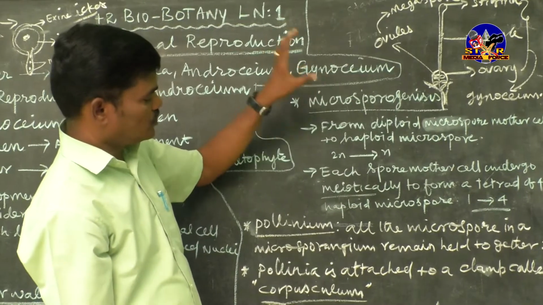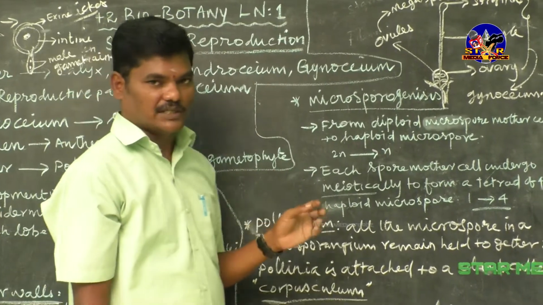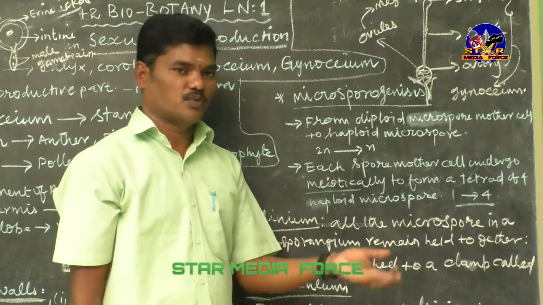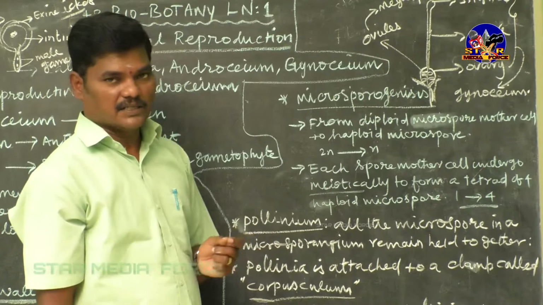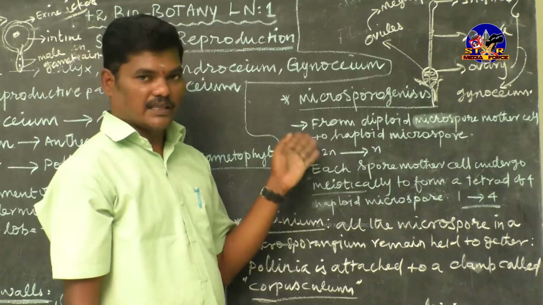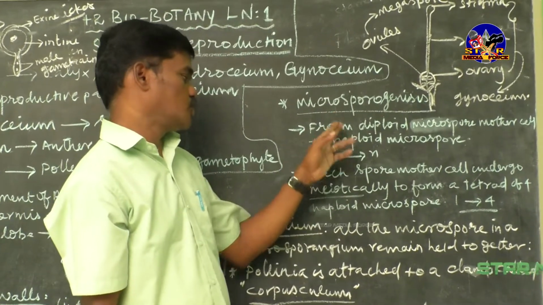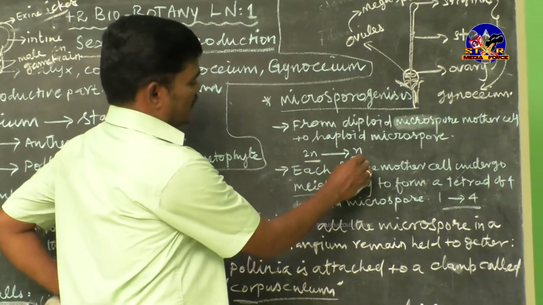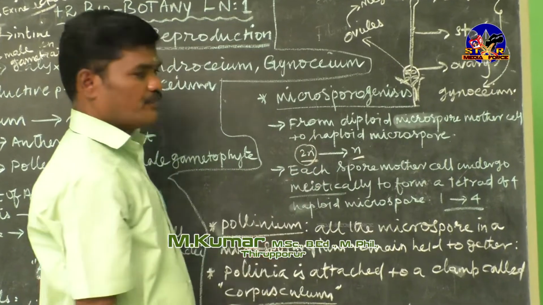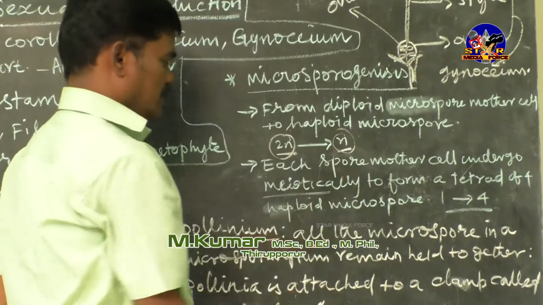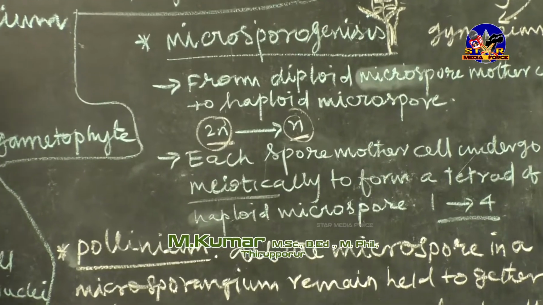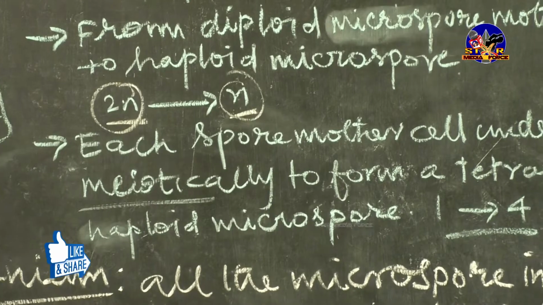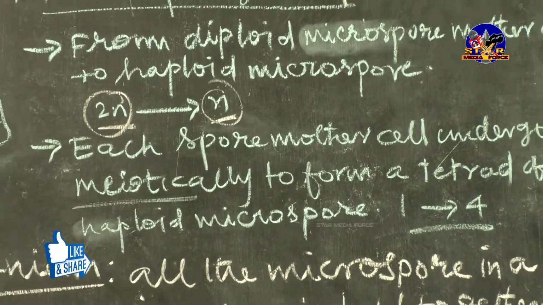This is also a 2 mark question. What is microsporogenesis? Simply keep it in your mind: diploid cell produces haploid cells in the anther. It is called microsporogenesis. 2n and n. 2n means diploid, n means haploid. What is diploid? What is haploid? Each and every cell has a specific number of chromosomes, that is diploid.